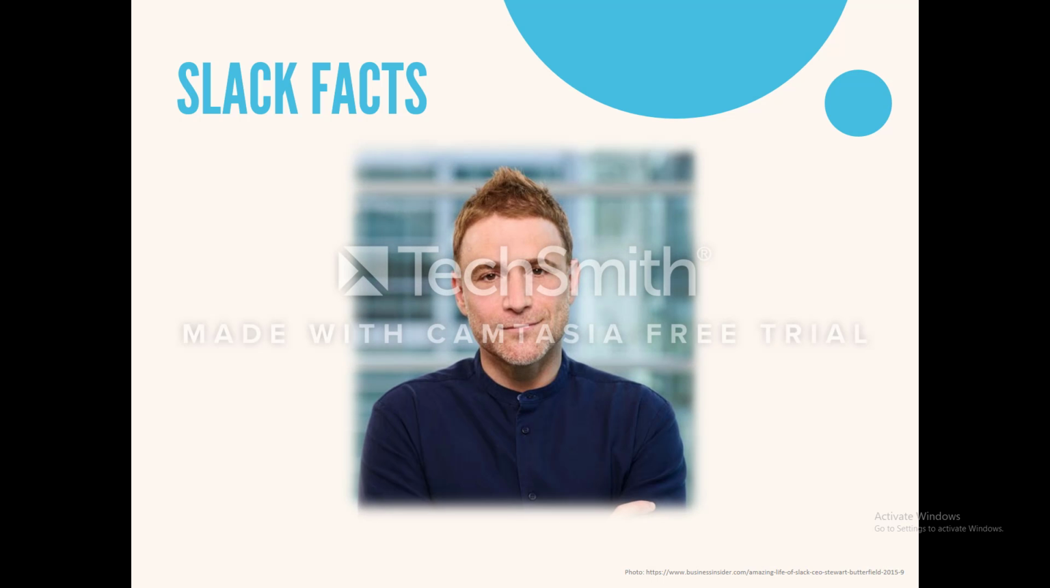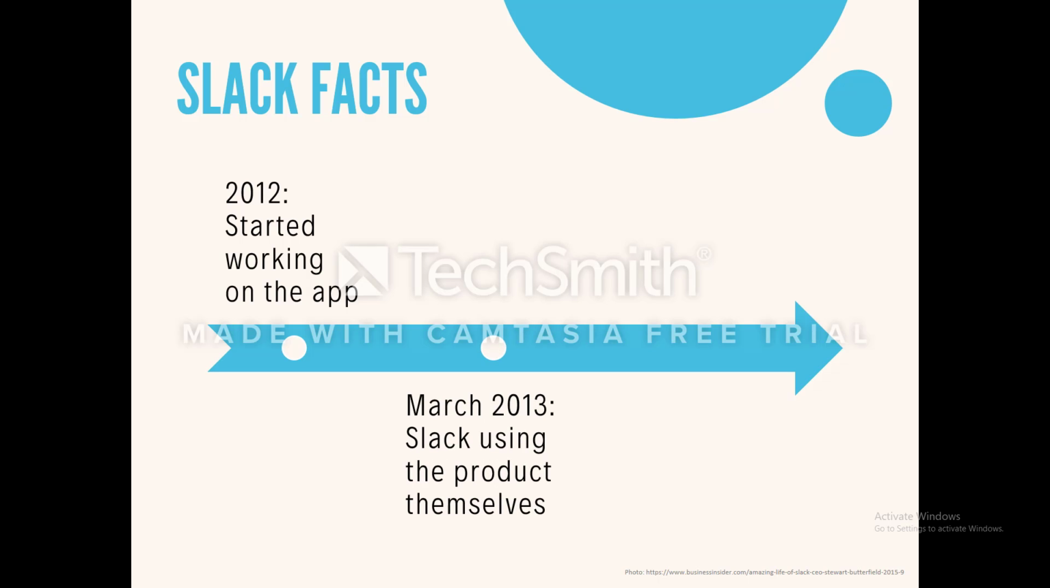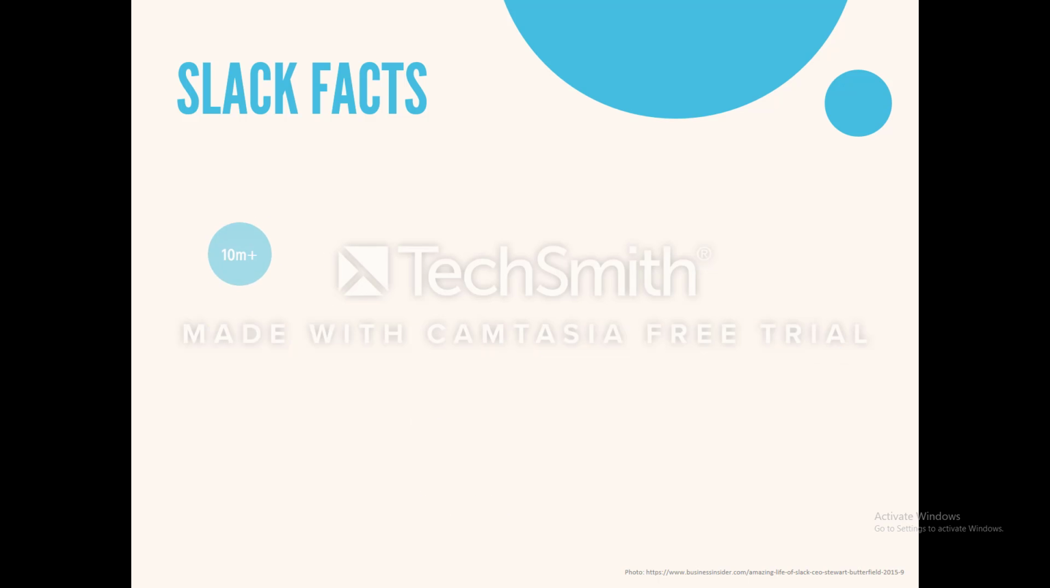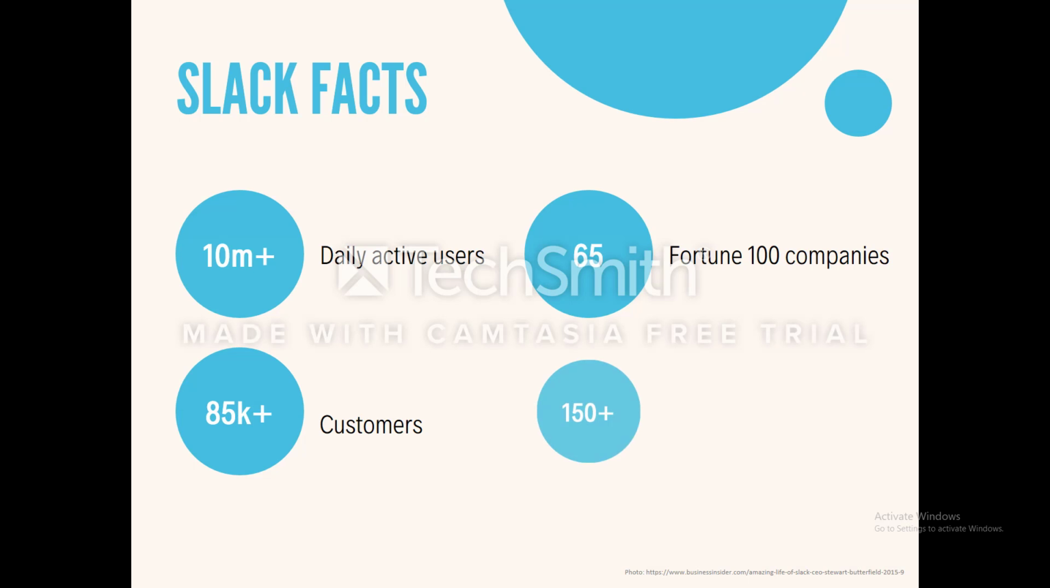Stuart Butterfield founded Slack in 2013 after selling his first startup Flickr to Yahoo for more than $20 million. Slack started working on the app at the end of 2012, and by March 2013, the Slack team had enough to work with that they were using the product themselves. After some tweaks to the product, Slack then announced their preview release in August of 2013. As of today, Slack has over 10 million daily active users, over 85,000 paying customers, 65 of the Fortune 100 companies using its product, as well as over 150 countries using Slack.